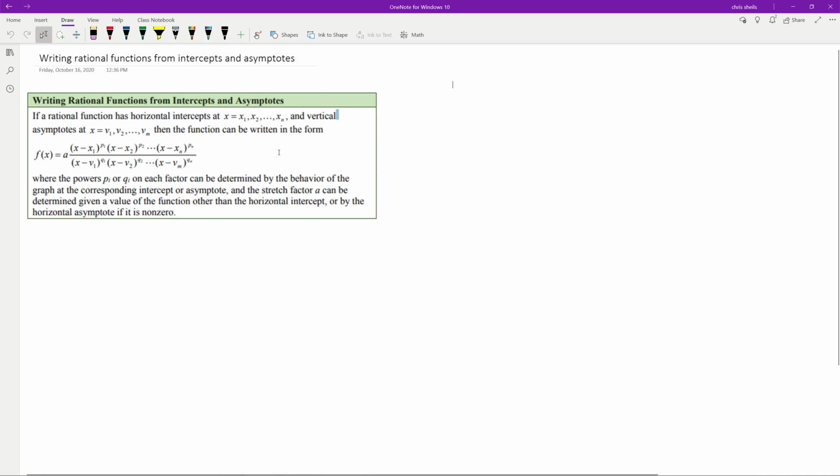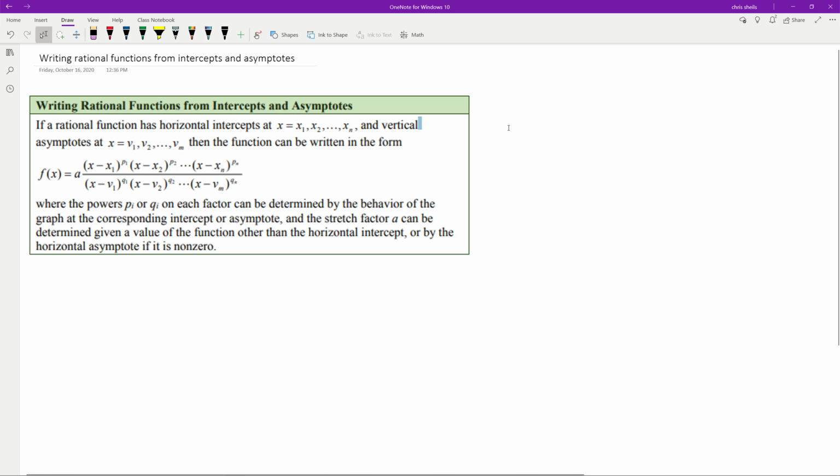So here we have a very mathy definition. The idea here is that if I know the intercepts, the horizontal intercepts, and the vertical asymptotes of a rational function, then I can write the function using that knowledge, by determining from the graph what the powers on those asymptotes and on those roots are, or on the factors that give us those.